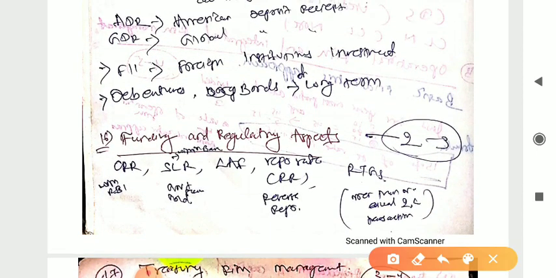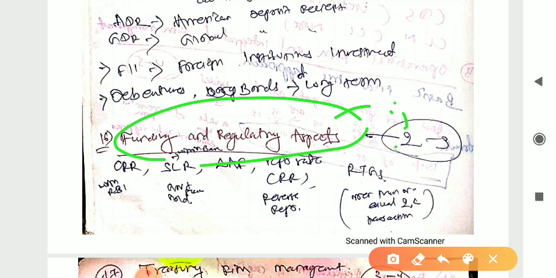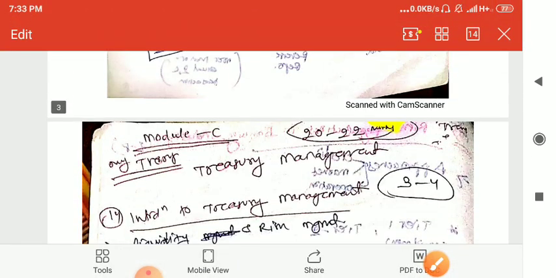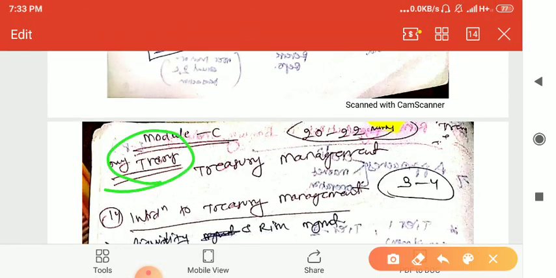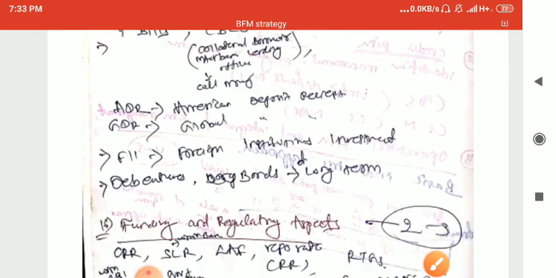And the next one covers funding and regulatory aspects. So this will cover something like 2 to 3 marks, right? You can expect more also, it depends. Sometimes they ask more questions from one module. This is mostly theory. As mentioned here, this is completely theory related, so you can practice accordingly, right?